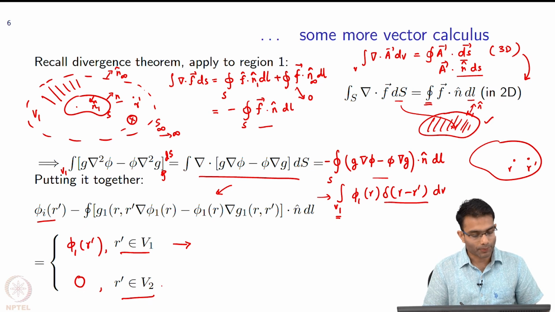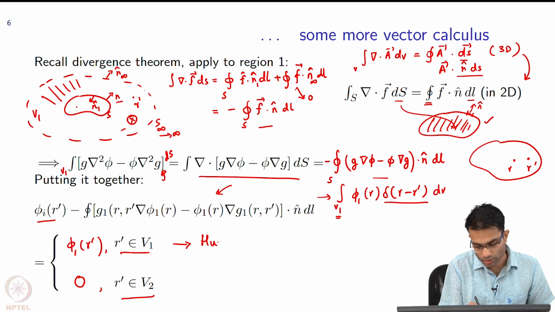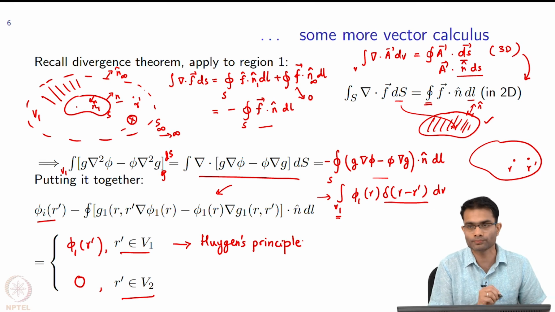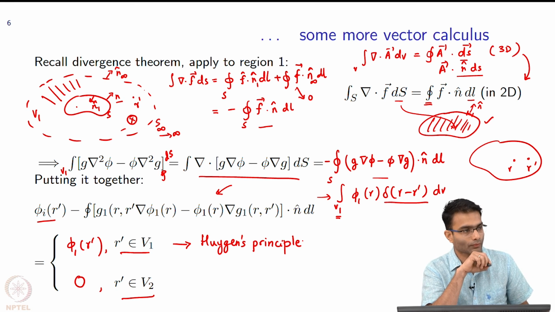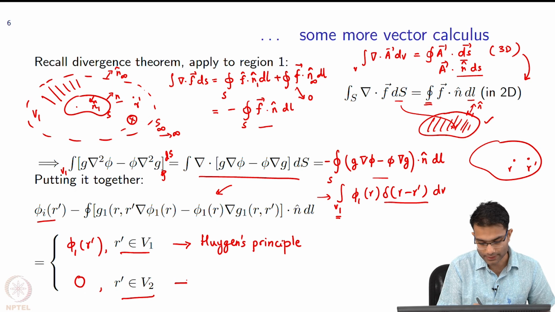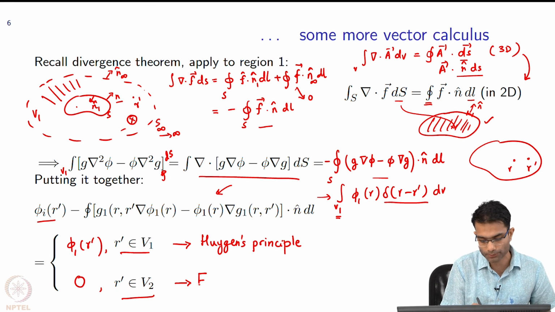So, when r prime belongs to V1, you do not recognize it yet, but this is actually nothing but Huygens principle. Okay, and we will give a physical interpretation to every term. This other thing is something that you have not encountered so far or even heard the name of, but this is called the extinction theorem.